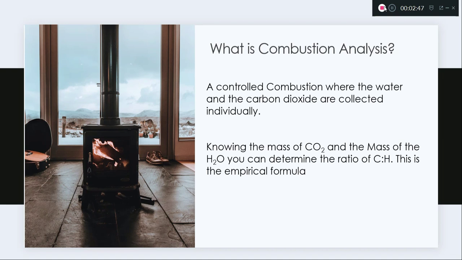Now, we're not going to talk that much about how you collect those things, but they're usually referred to as things called scrubbers or desiccants. A desiccant is something that's going to absorb the water, and you'll see an increase in the mass of the desiccant. And a scrubber is a material that, when the carbon dioxide goes through, would trap the carbon dioxide, and then you could watch that material get heavier. And then knowing the mass of those two substances, you can determine the ratio of the carbon to hydrogen that you have, and that would be your empirical formula.